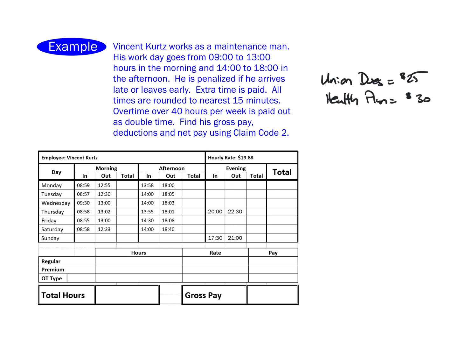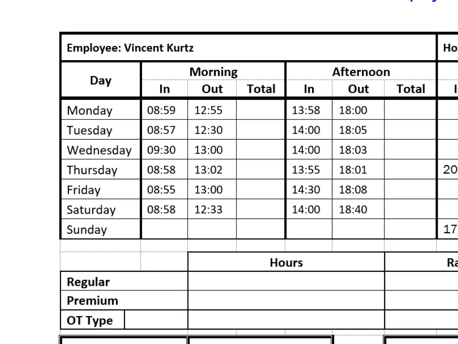Vincent Kurtz works as a maintenance man. His day goes from 900 hours to 1,300 hours and 1,400 hours to 1,800 hours. He is penalized if he arrives late or leaves early. Extra time is paid. All times are rounded to the nearest 15 minutes. Overtime over 40 hours per week is paid out as double time. Find the gross pay, deductions, and net pay using claim code 2.